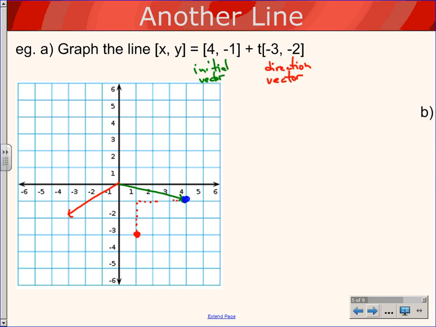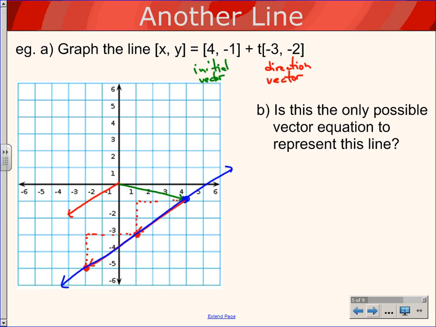And I could do that again, I suppose. Left 3, down 2. It's acting just like the slope, isn't it? Right, there's a direction vector. There's another direction vector. And so overall, if I want to graph the line, now I've got 3 points on the line. We only actually needed 2. There's the line. So we use the initial vector to get a first point on the line, and then use the direction vector to find more points.